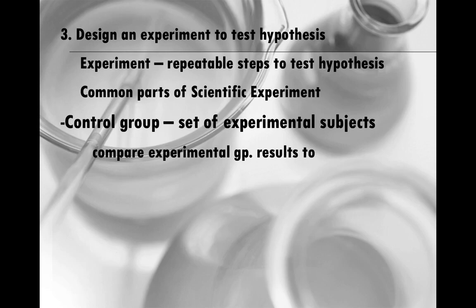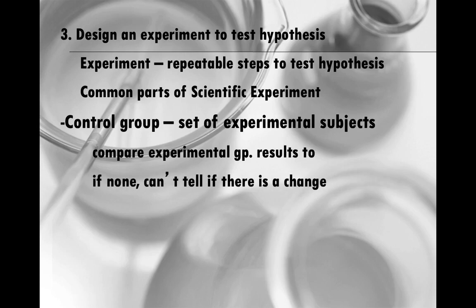If you didn't have a control group and you didn't have something to compare the experimental group to, for example, if you wanted to find out if plants grew better with Miracle-Gro, which is a fertilizer that you can put on them, if they grow taller with Miracle-Gro, you could do a little experiment. If you gave every single plant Miracle-Gro, how would you know if it actually helped? It might not have. So you need something to compare that experimental group to, and that would be your control group.